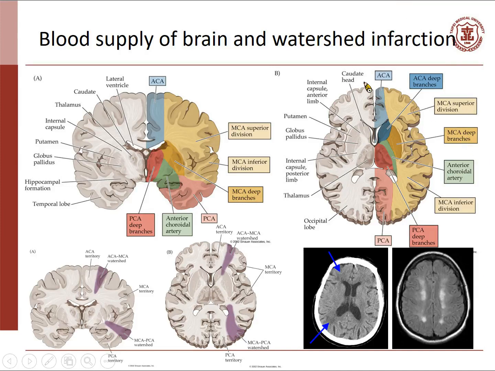Sometimes the infarct may occur in the watershed area. The reason is that sometimes there's a reduction of blood supply because of heart problem, heart failure, or other reasons that cause a drop of blood pressure, which may cause the watershed infarct.